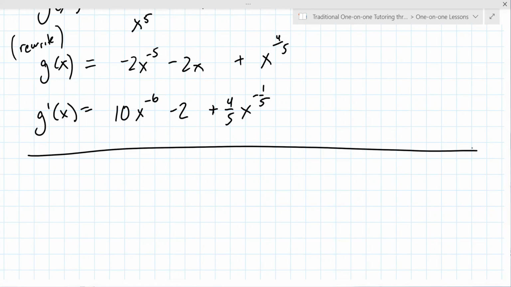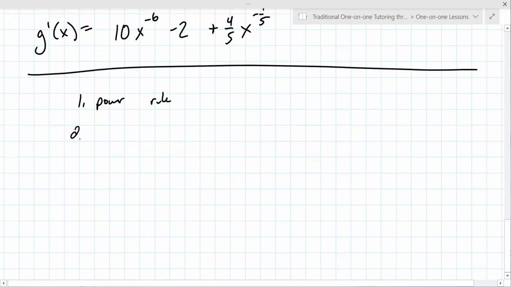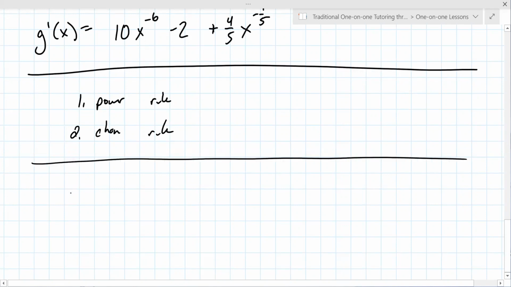I said, I think that kind of gets you caught up on power rules. So we can check off power rule here. Then the next one we move to is chain rule, and there's a bunch of functions that we're going to look at.